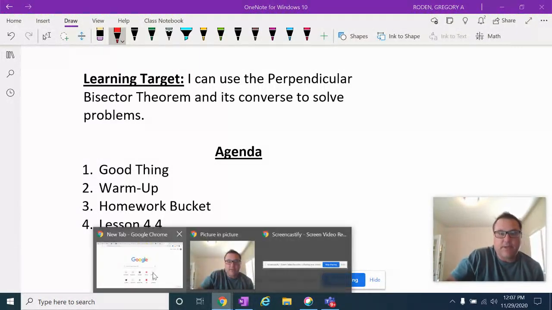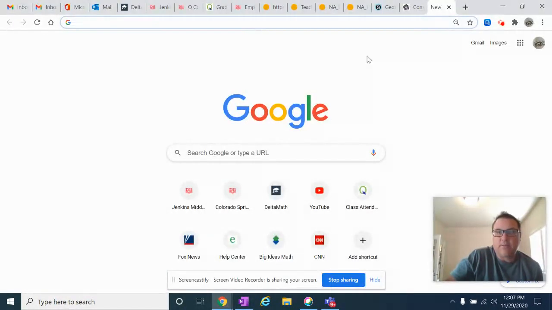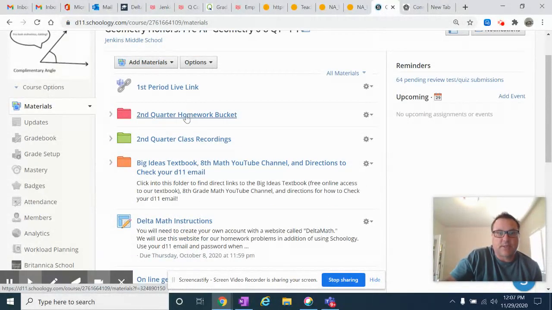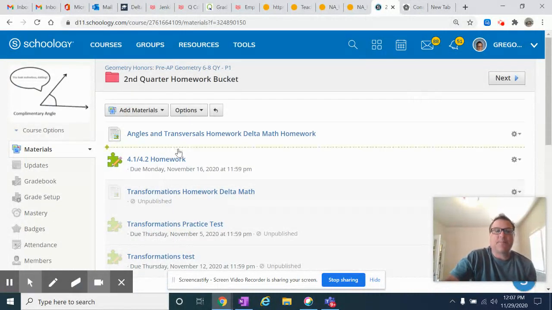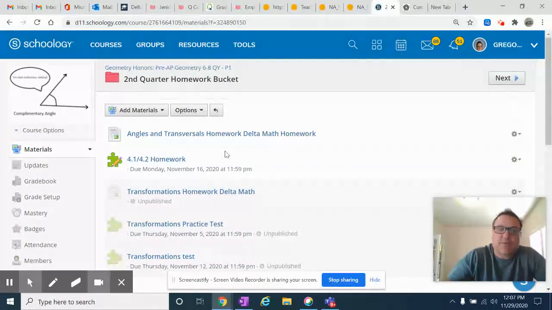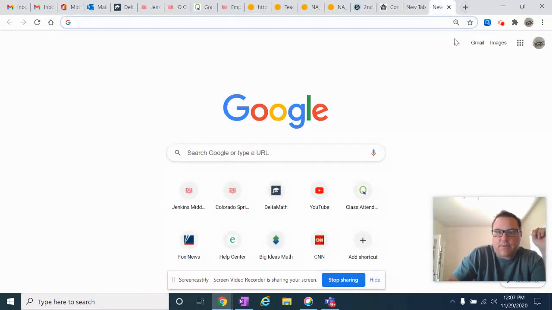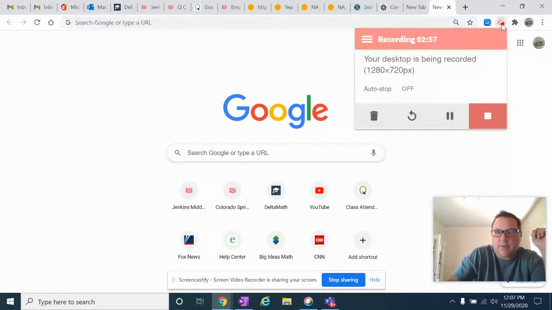All right, let's take a look at the homework bucket real quick, shall we? Let me go over here. Let me look at the homework bucket here. All right, the homework bucket. Let's go up to your second quarter homework bucket. All right, so the homework bucket is angles and transversals homework in Delta Math. Now, that was right before break. And you know what I'm going to do? I'm going to pause this video really quick, and then I'm going to add one to it. So let me pause this really quick.